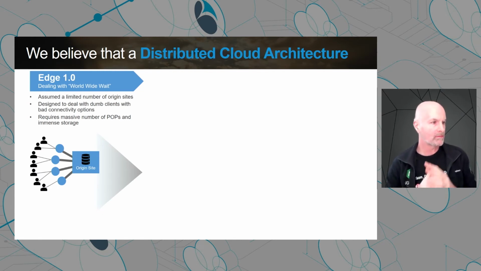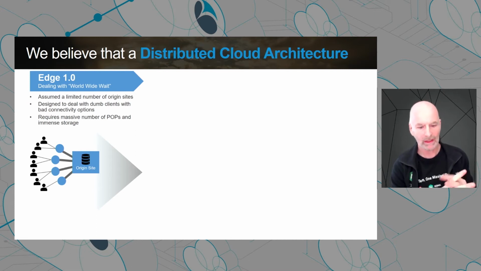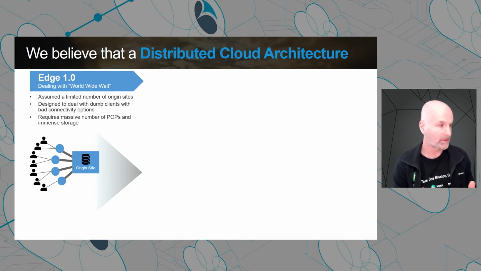Now, if we look at the progression of Edge, initially the CDN providers were really trying to solve a problem that you could describe as the worldwide wait. This is trying to cache elements of your application in points of presence that are closer to the consumer. And this solution really relies on a number of things, but mainly a large number of POPs with immense amounts of storage to be able to store copies of as much as feasibly possible of customer websites.